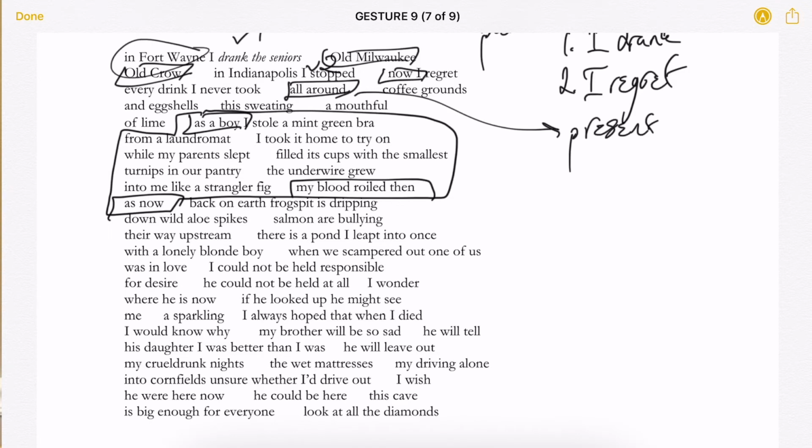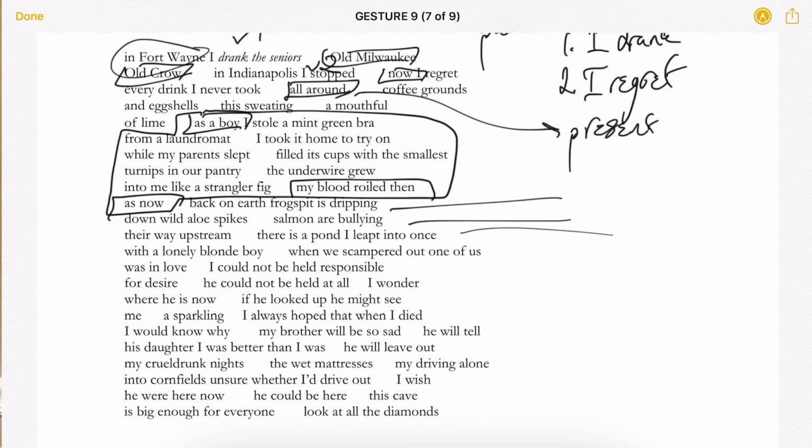"Back on Earth, frog spit is dripping down wild aloe spikes. Salmon are bullying their way upstream. There is a pond I leapt into once with a lonely blonde boy." What do these images have to do with the story? Well, the speaker will go on to say, "I leapt into a pond with a boy. One of us fell in love. I wonder where he is now." And what the hell does that have to do with drinking the seniors?